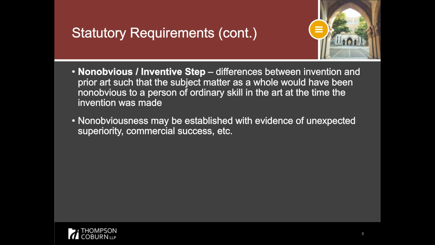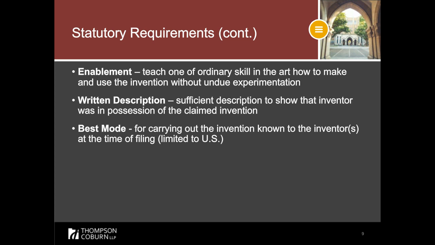The disclosure, this is really into what goes into the application. It has to enable a person of ordinary skill in the art to make and use the invention without undue experimentation. The written description requirement is there has to be sufficient description to show that you possessed what you're claiming, and in the U.S. in particular, you have to describe the best mode for carrying out the invention.